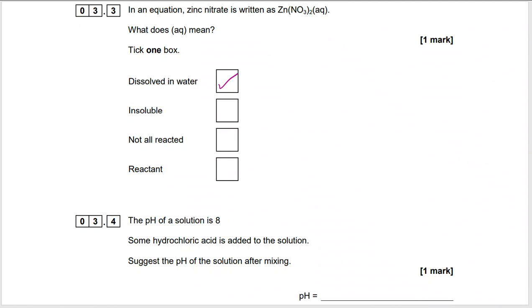And the pH of a solution is 8. Some hydrochloric acid is added to that solution. Suggest the pH of the solution after mixing. Now, there's a huge range of answers that you can give here, but it's working on the basis that you remember that acids have a pH of lower than 7 and alkalis or bases have a pH above 7. The actual range of answers that was acceptable here was anywhere from 0 to 7. It was anything that suggested you had either neutralised it or gone beyond neutralisation and made an acid.